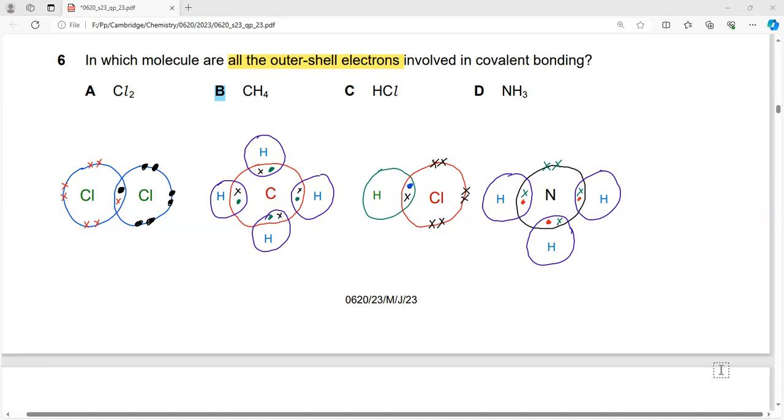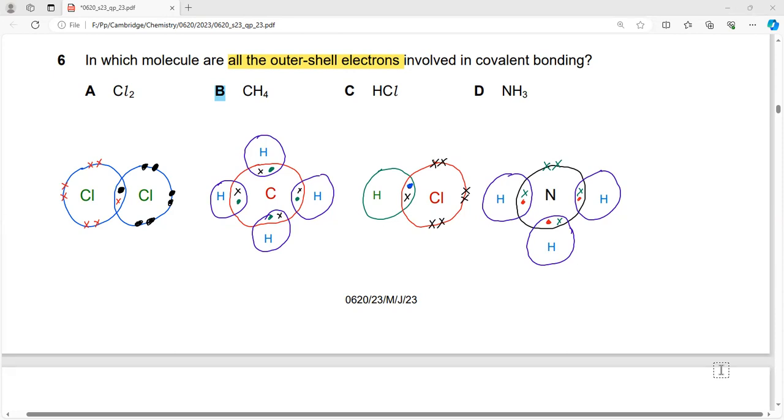In B, carbon contains 4 outermost electrons, and they are completely shared with 4 hydrogen atoms. Hydrogen contains 1 outermost electron, and it is shared with carbon. So both get their stable electronic configuration. That's why B is our correct option. In C, the hydrogen is sharing completely, but the chlorine is sharing only one electron, and the rest of the 6 are not shared. So that's the wrong option.